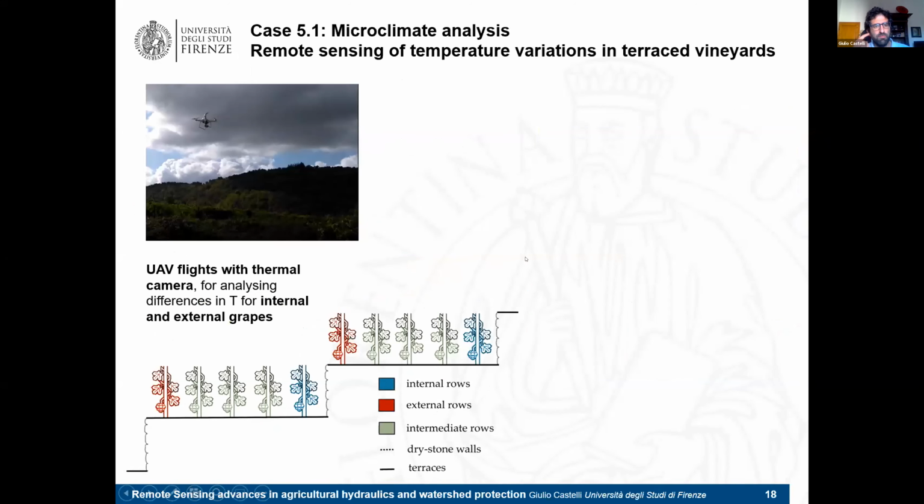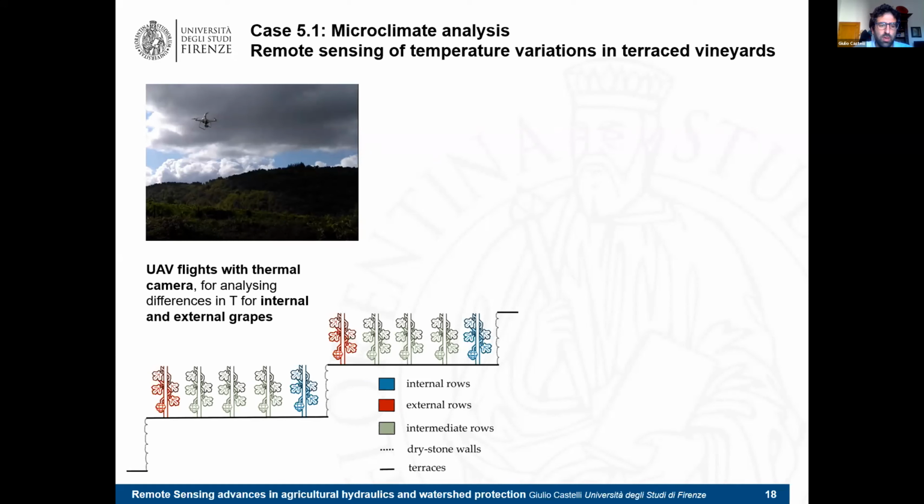And finally, this is probably the most advanced application that we use in our study. We have the microclimate analysis. So basically, by remote sensing, we could check not only soil moisture, but also other climatic variables, such as temperature. We made the first study flying with a drone over a vineyard in order to analyze if there were thermal differences between grape rows which were internal or external in a terrace vineyard.